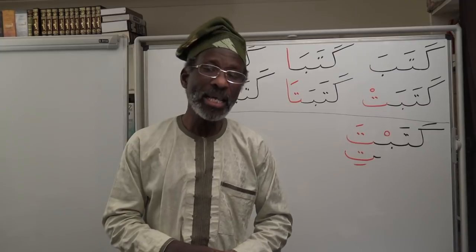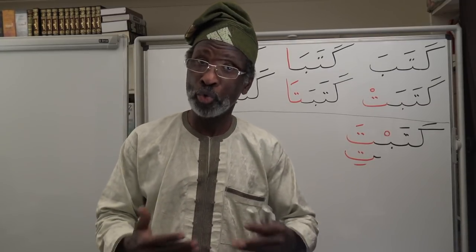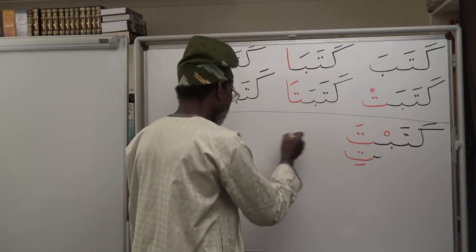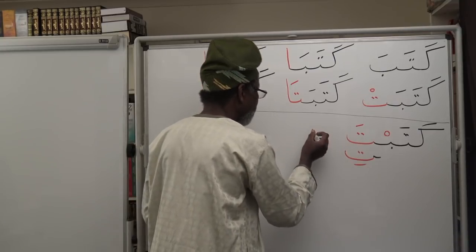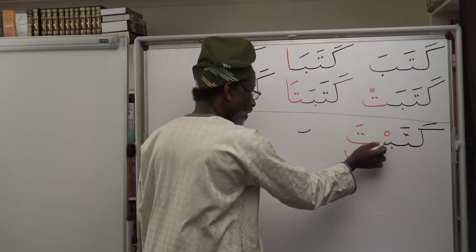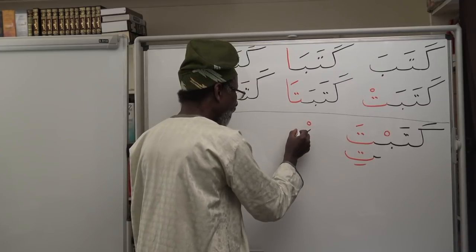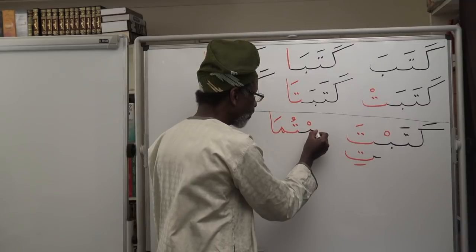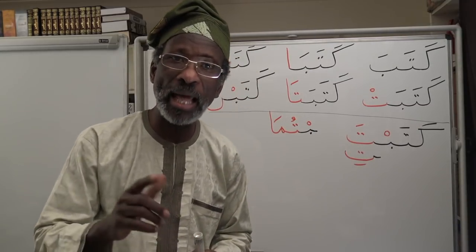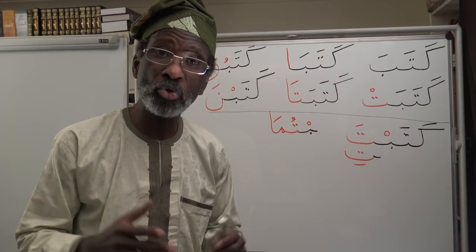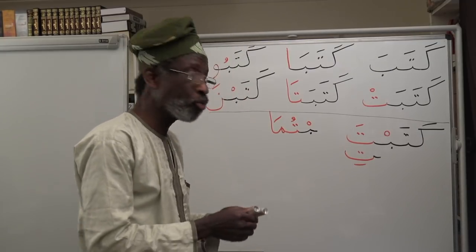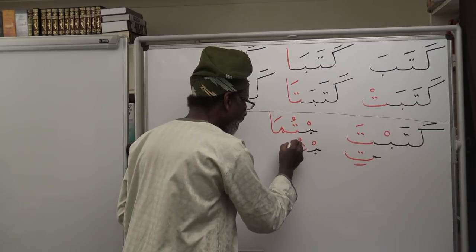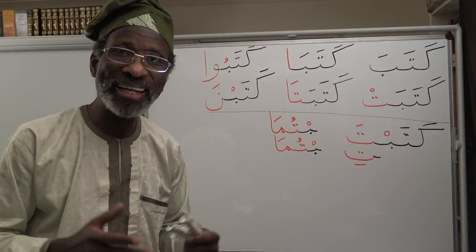Now, let's say I'm speaking to two men or two women, it's the same. Remember, you need to put your sukun. So your sukun must be there. You add tu and then ma. So katab tu ma. If you are speaking to two women, it's the same, katab tu ma. Again, you are adding tu and then ma. Katab tu ma.